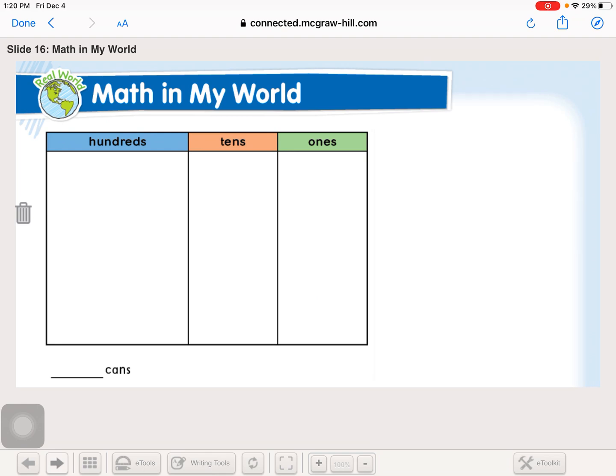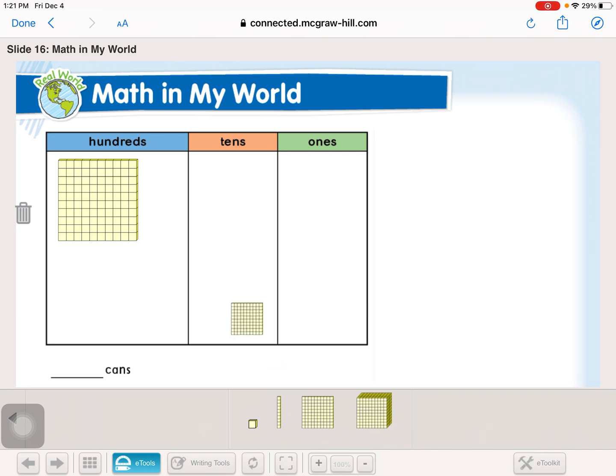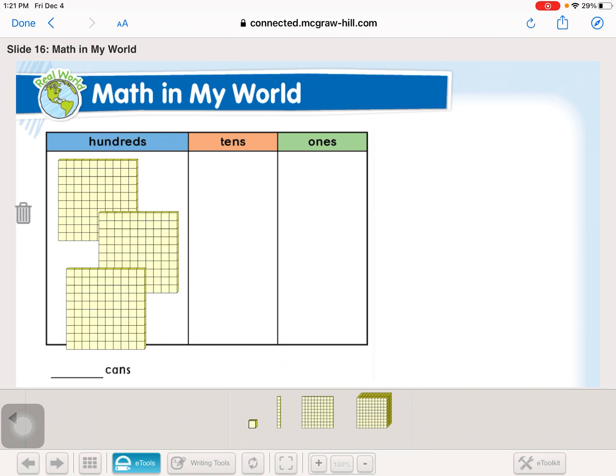You're going to need your Math in My World page open on page 301. And you're also going to need your pencil. So it says, Maya collected cans to recycle. The amount she collected had 300. So will you go ahead and draw in your hundreds? Can you draw 3 of them? 300s. 6 tens. 1, 2, 3, 4, 5, 6. Go ahead and draw those. And 7 ones.